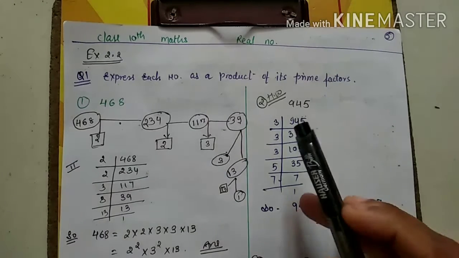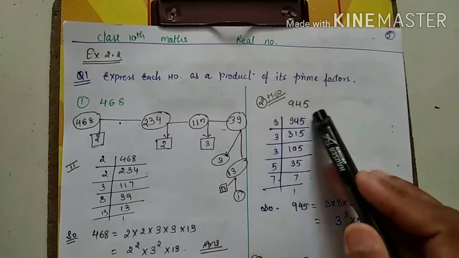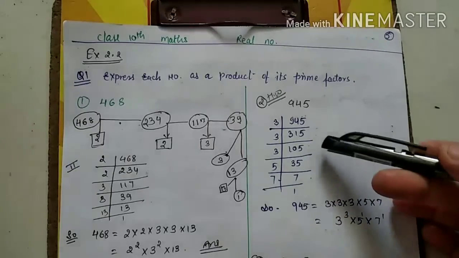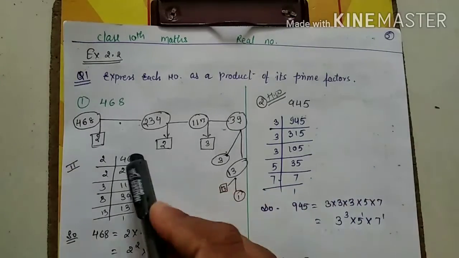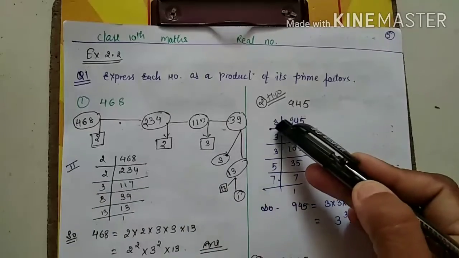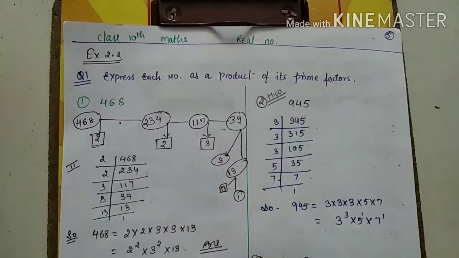Okay. Now, I gave you this question as homework: 945. You have to find the prime factors. You can use the traditional method or this method. Both are correct; there is no difference. We are writing 3 here, and we have to write it here. This is the only difference.